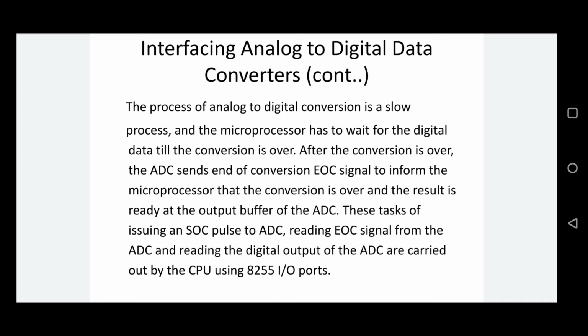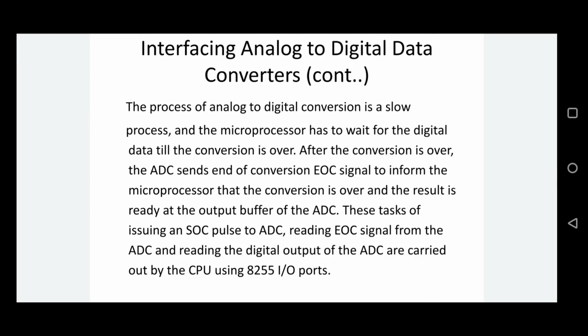The tasks are issuing an SOC pulse, that is a start of conversion pulse, to the ADC, reading the EOC signal from the ADC, and finally reading the digital output of the ADC. Okay, so it's very simple. First we have to remember these three steps.